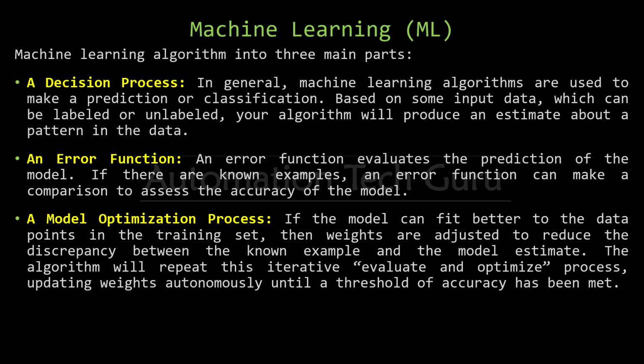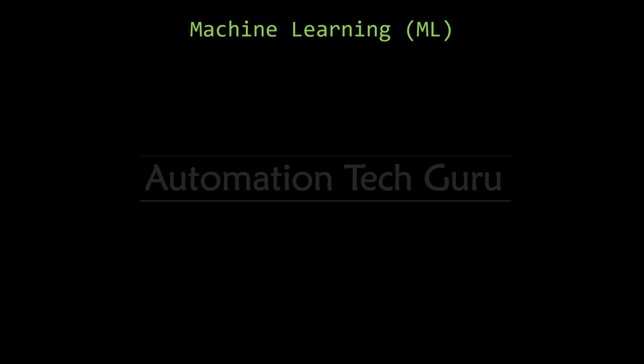If the model can fit better to the data points in the training set, then weights are adjusted to reduce the discrepancy between the known example and the model estimate. The algorithm will repeat this iterative evaluate and optimize process, updating weights autonomously until a threshold of accuracy has been met.